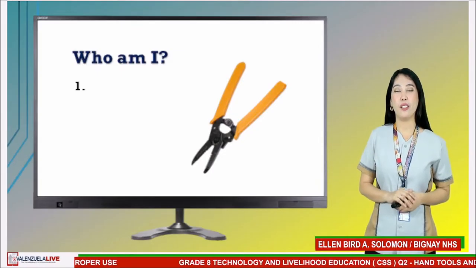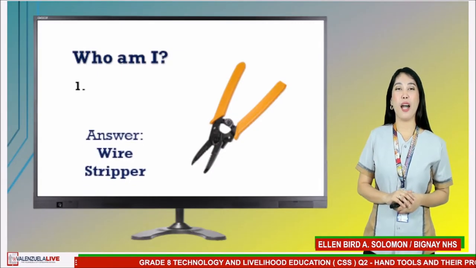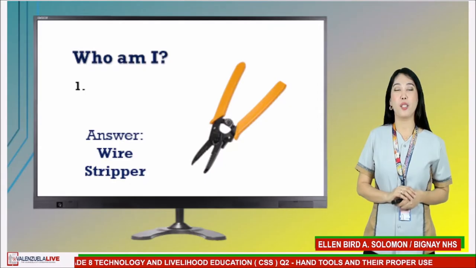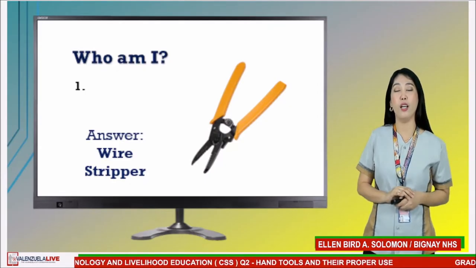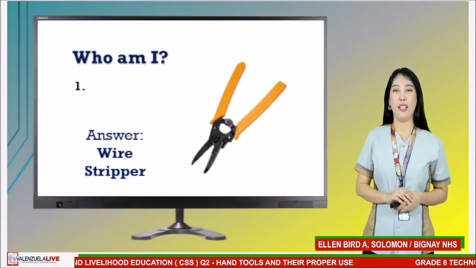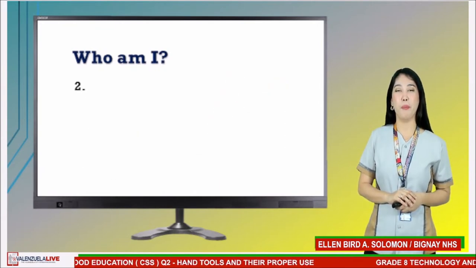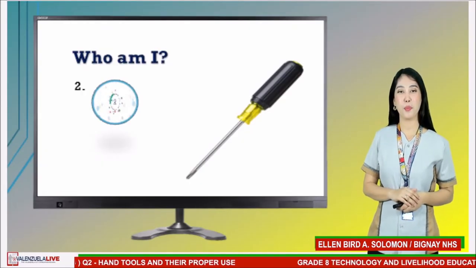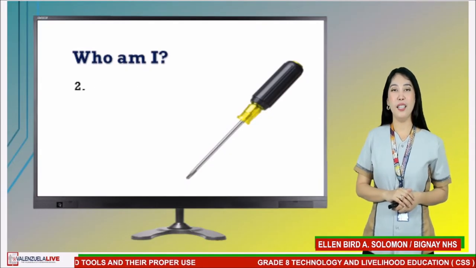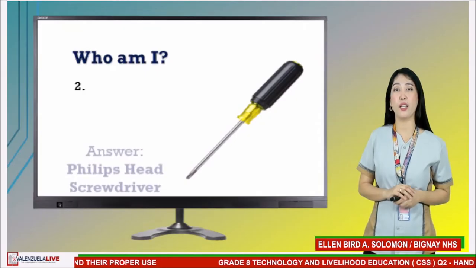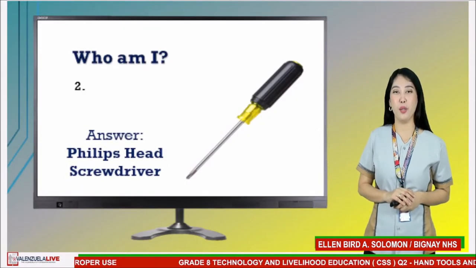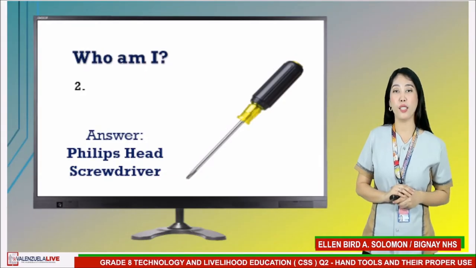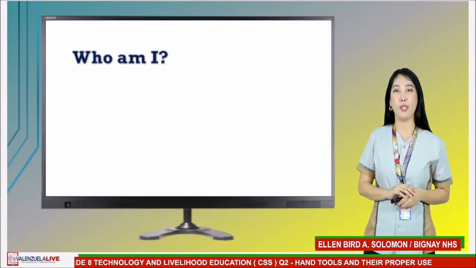Okay, so the correct answer is wire stripper. Very good. A wire stripper is a tool designed to remove the protective covering from a cable to expose the inner wire. Let's have number two. Okay, for number two, if you answered Phillips head screwdriver, then you are correct. Phillips head screwdriver is used to loosen or tighten cross head screws. Let's have the third one.